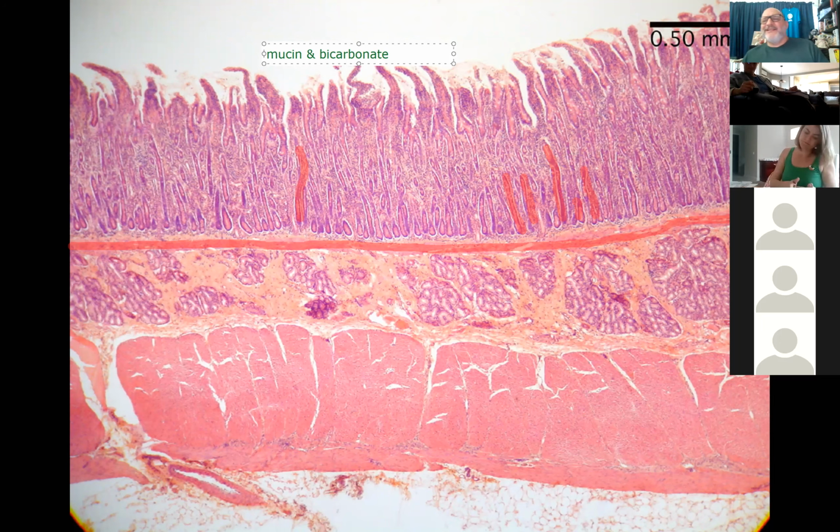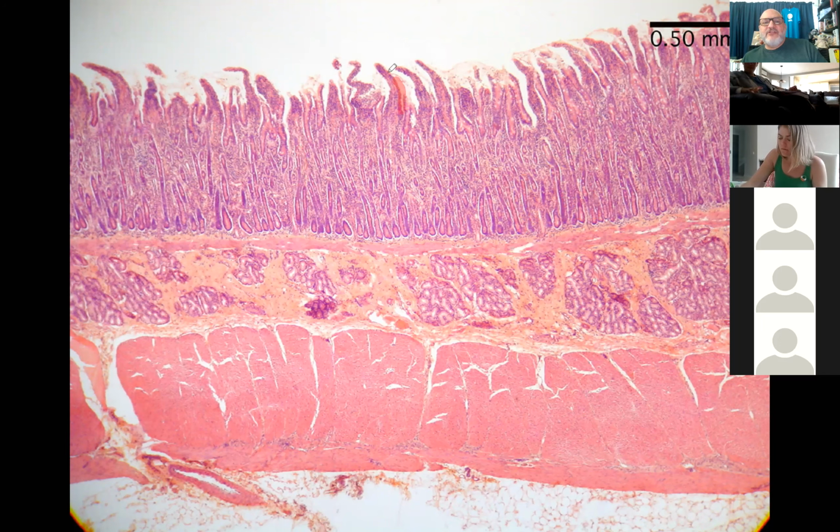It still kind of does look a little bit like stomach. However, there's a couple key features we can notice. The first is, notice we have the villi extending out. We don't have villi in the stomach. So that's something that can help us to distinguish that as well.